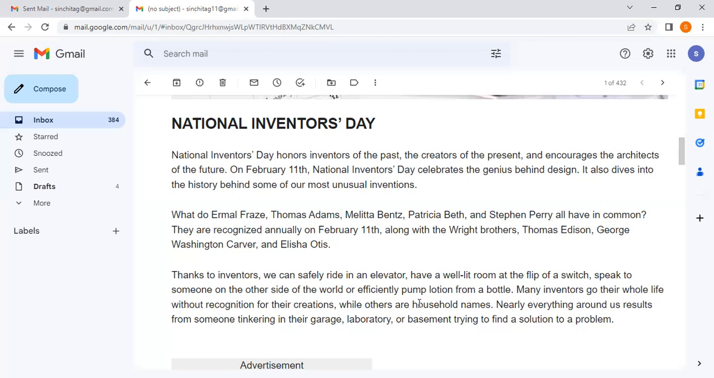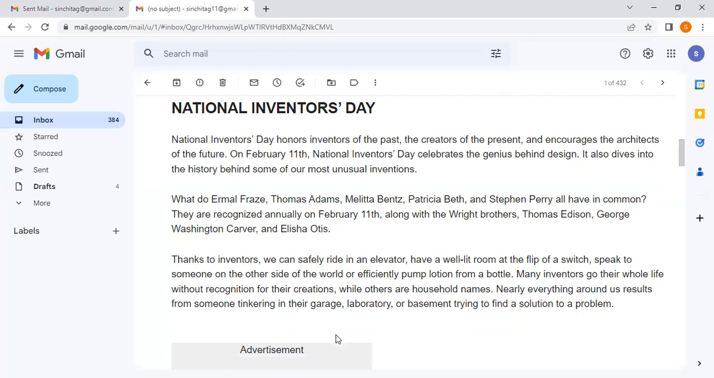Many inventors go their whole life without recognizing their creations, while others are household names. Nearly everything around us results from someone tinkering in their garage, laboratory, or basement, trying to find a solution to a problem.